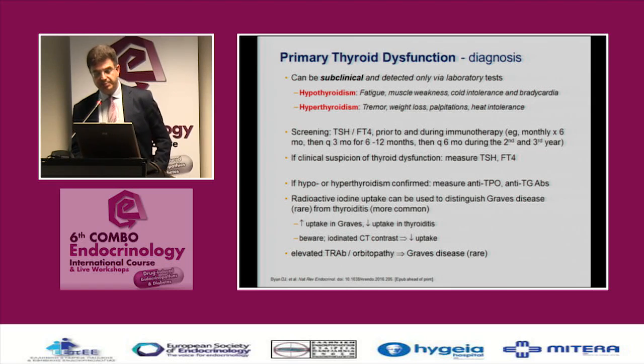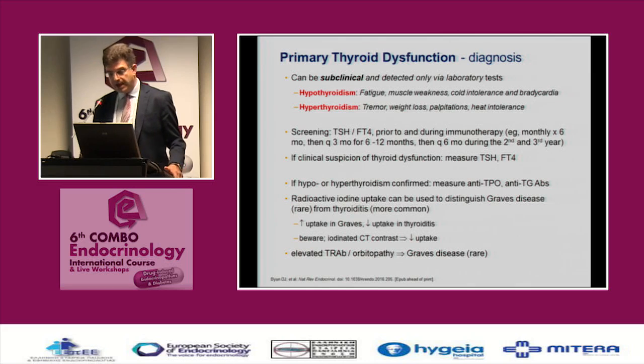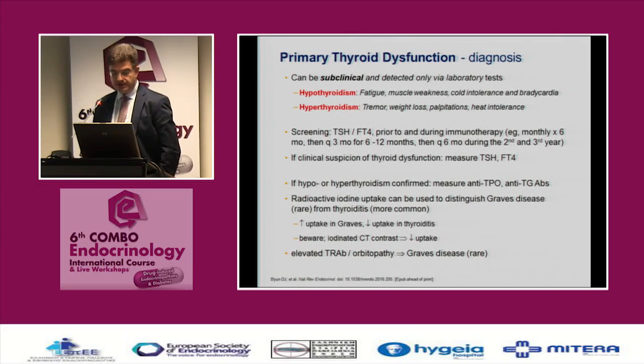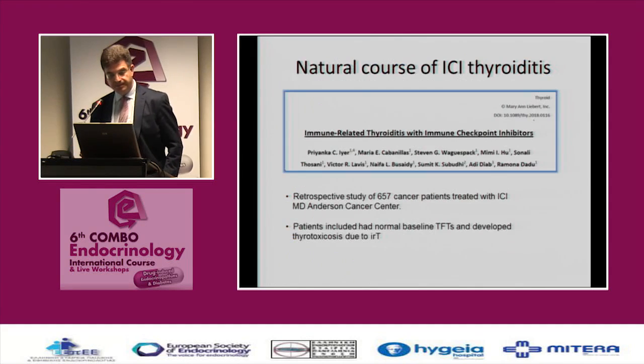When there is clinical suspicion of thyroid dysfunction, we measure TSH and free T4, and if necessary, we can go on and measure antithyroid antibodies as well. When there is persistent hyperthyroidism, and there is a question of whether the patient has Graves' disease, then a thyroid scan may be advisable. And of course, if there are elevated TSH receptor antibodies or orbitopathy, then a diagnosis of Graves' disease can be made. But as I said, this is very rare.